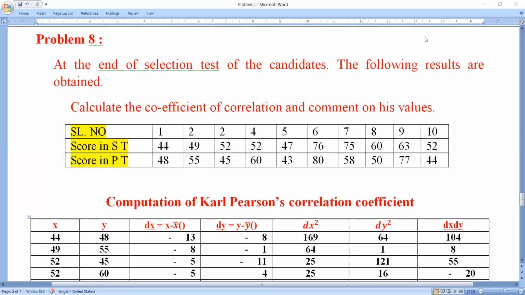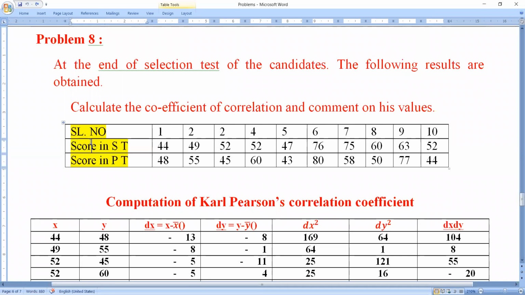So here, when we come to the problem, the serial numbers they have given are 1, 2, 3, 4, 5, 6, 7, 8, 9, 10. Those are the values. How many values are there? There are 10 values.